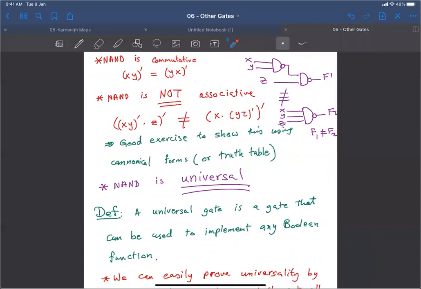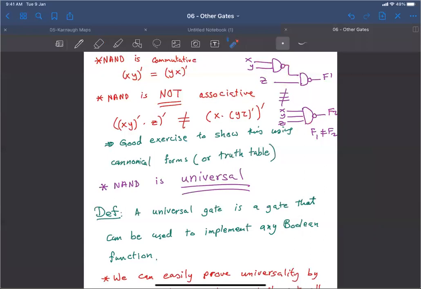Some properties of the NAND gate: it is commutative, meaning that X NAND Y is the same as Y NAND X. But it is not associative. If you take X NAND Y and then NAND the result with Z, it is not the same as a 3-input NAND gate. If this is F1 and this is F2, then F1 does not equal F2, because the NAND gate is not associative.